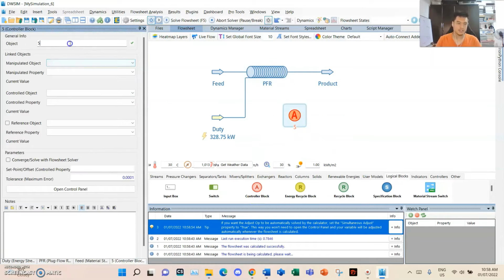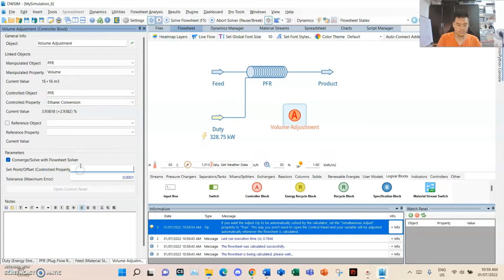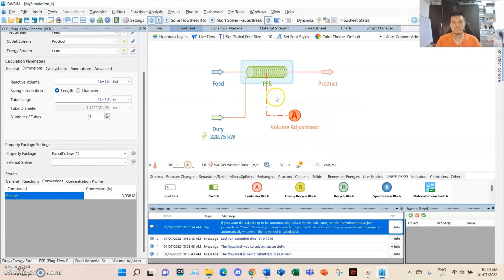Controller block, volume adjustment, manipulate PFR volume and PFR ethane conversion, converge 80%. We want 80%, and then afterwards we'll just solve it and let it iterate. So as you can see, the duty is changing for every iteration, and it keeps on increasing and increasing until we get our specified conversion of 80% ethane.